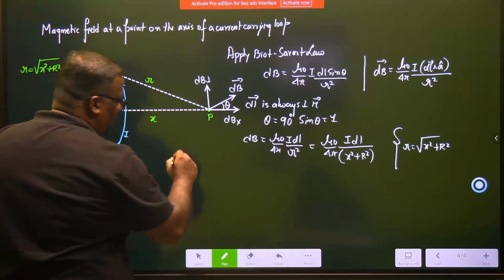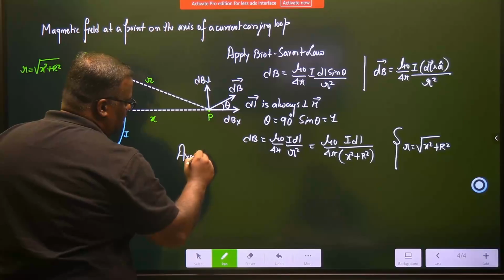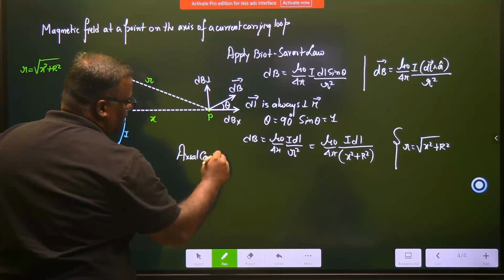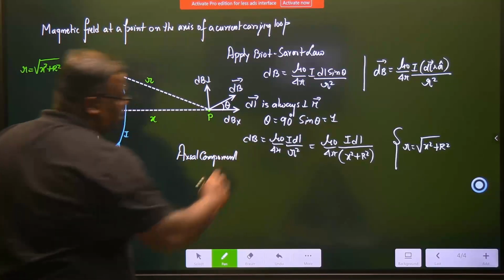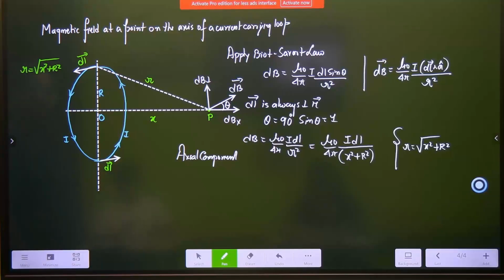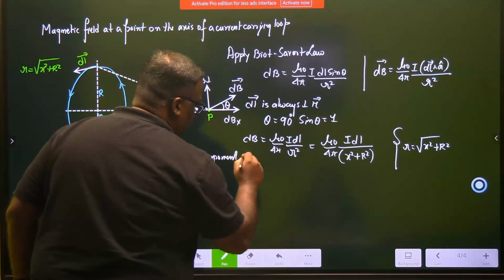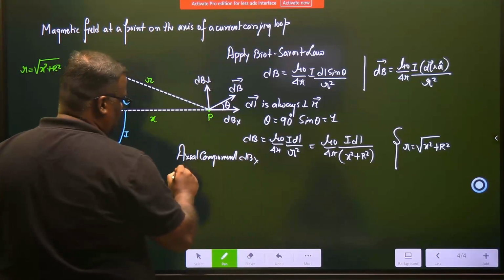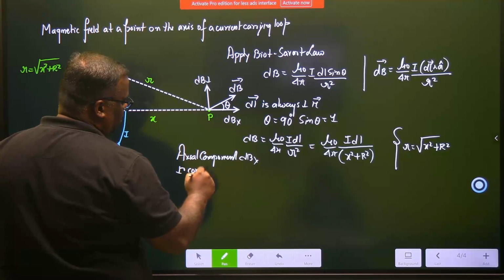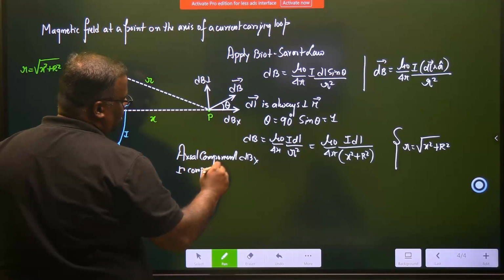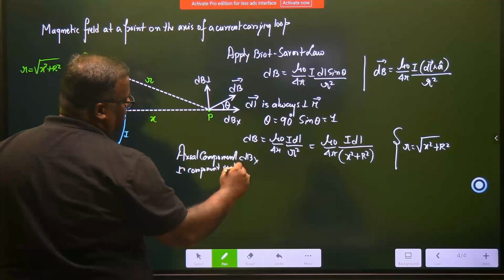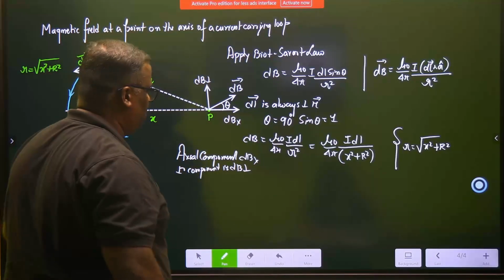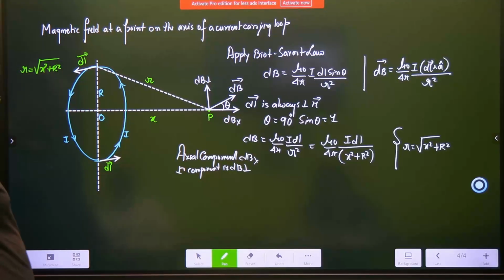You can write the axial component. The axial component is dBx and the perpendicular component is dB perpendicular, or dBy also, whatever you can write, dBy or dB perpendicular.